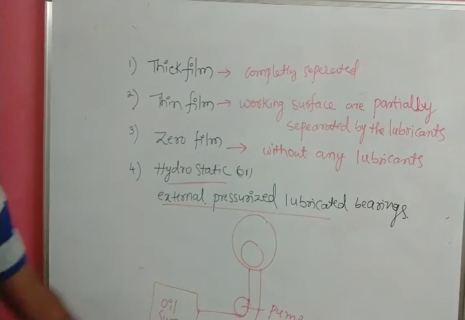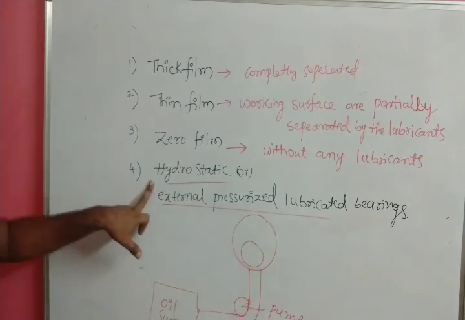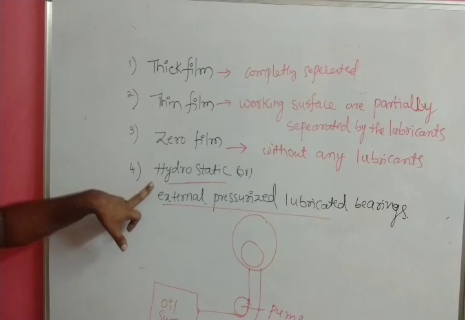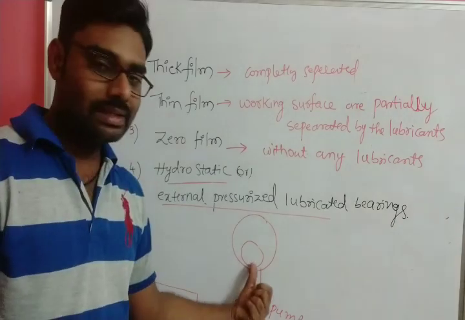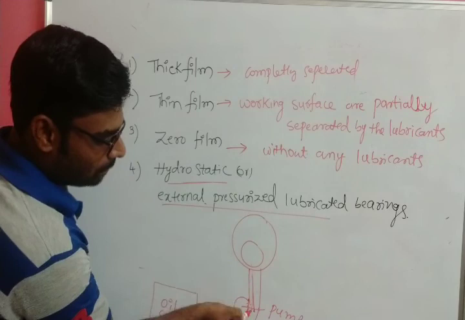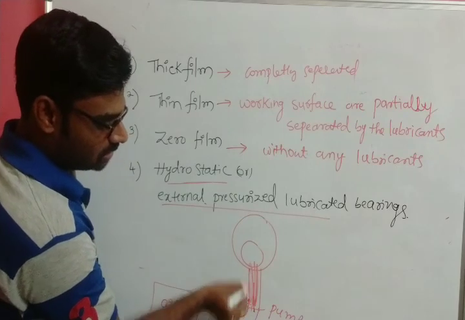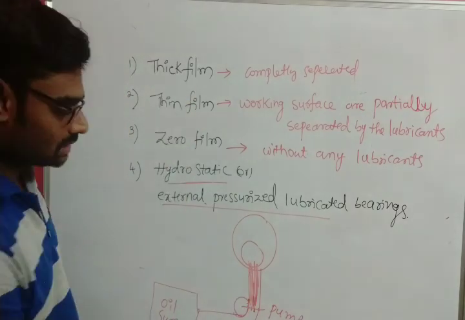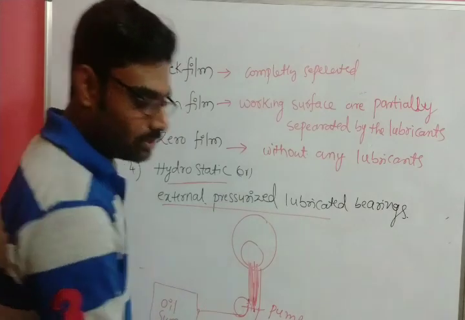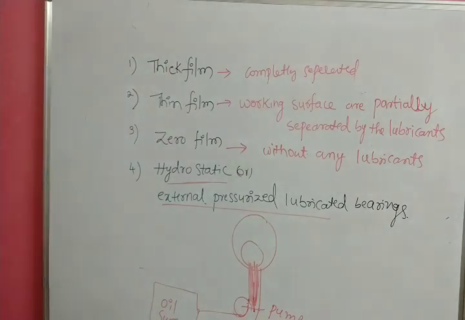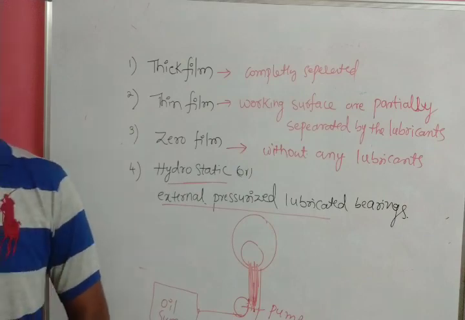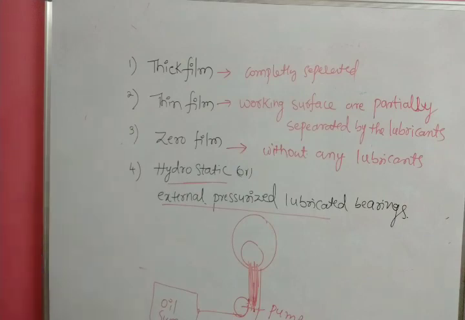This is the diagram of hydrostatic lubricated bearings. We apply the external pressurized oil, so some relative motion is created inside the bearings. So these are the different types of oil film thickness.